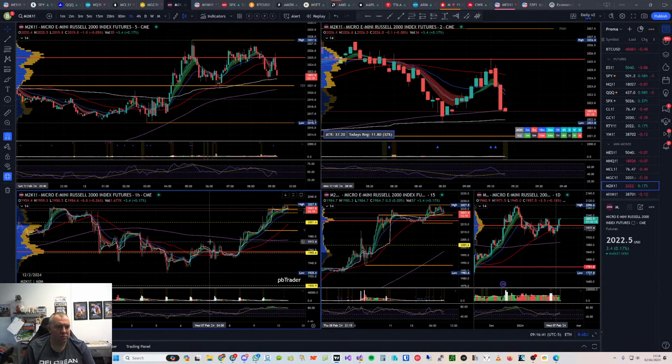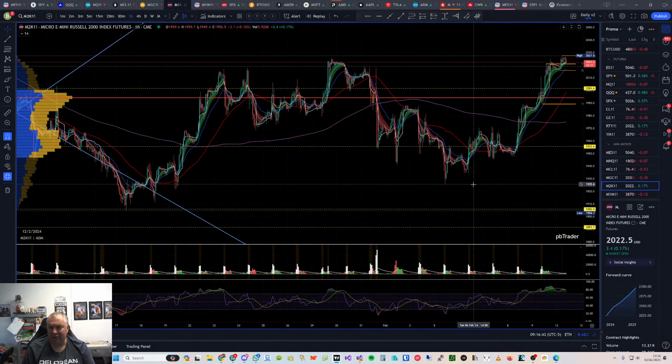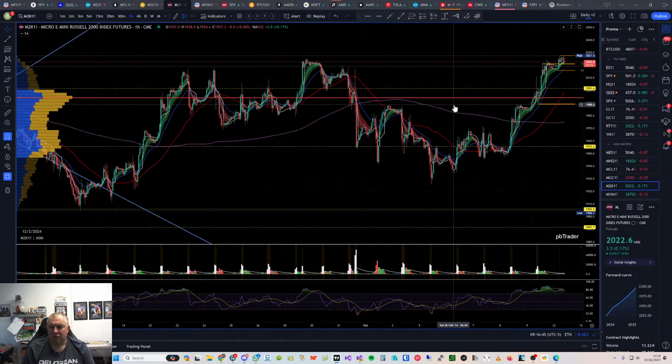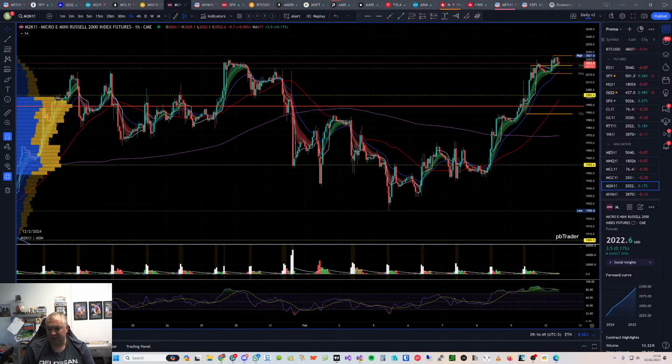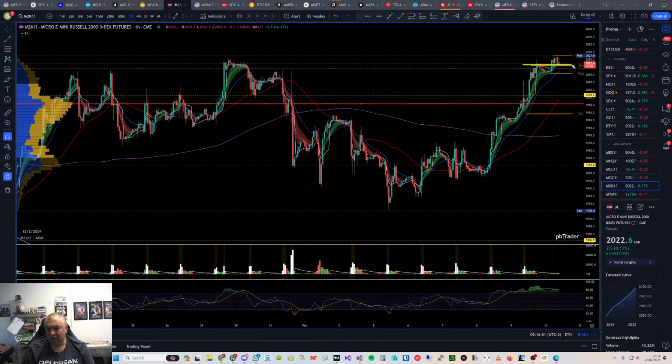So the Russell 2000 index, this is the hourly again. So we've broken out off the all-time highs. We can look for a retest. Exactly where we are right now, which is this area here for a bounce.